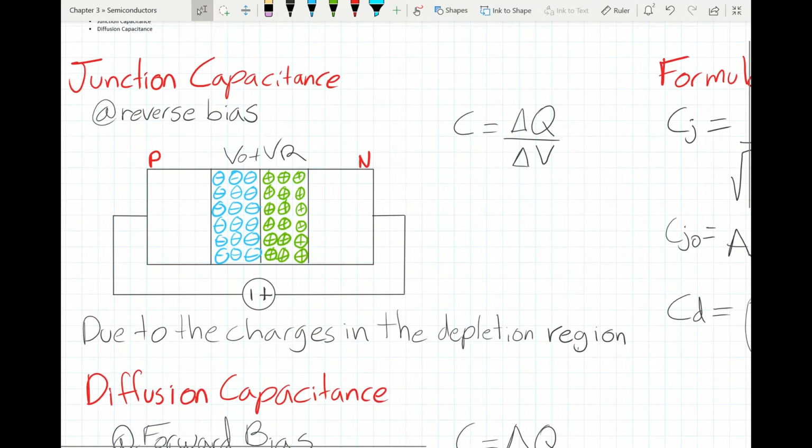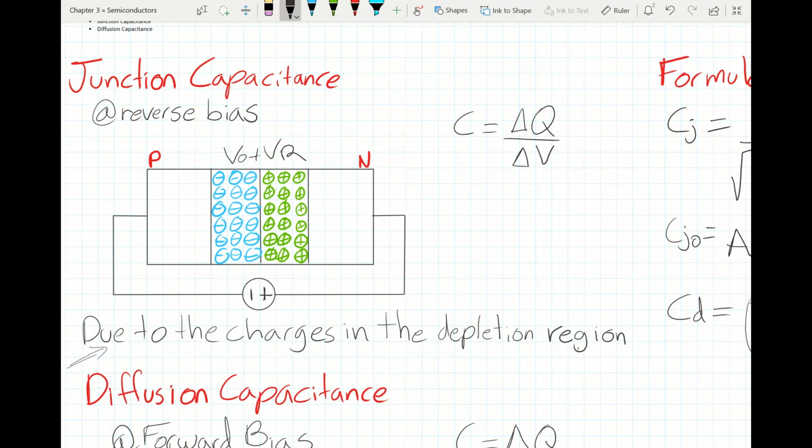The junction capacitance is better seen at reverse bias. And if you remember, at reverse bias, whenever you're increasing this reverse voltage, you're increasing the width of the depletion region, and therefore you're increasing the amount of charge that's in that depletion region. I have written here that this junction capacitance is due to the charges in the depletion region, right here.